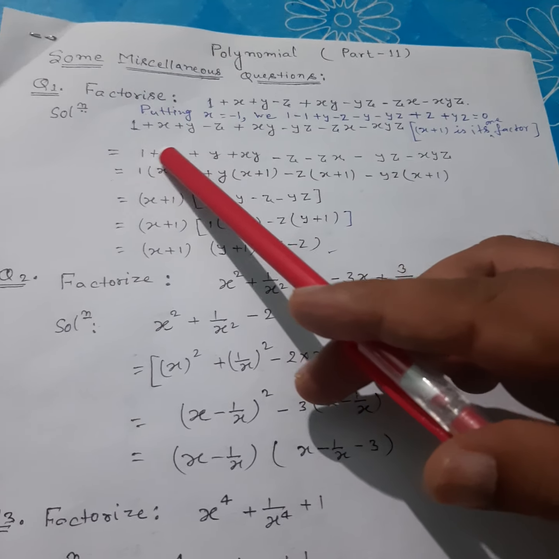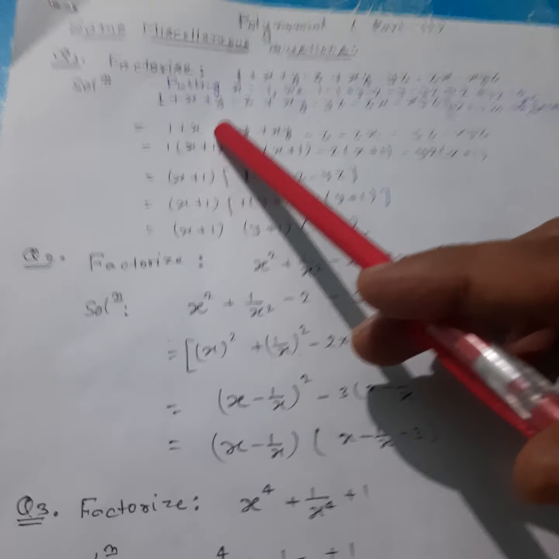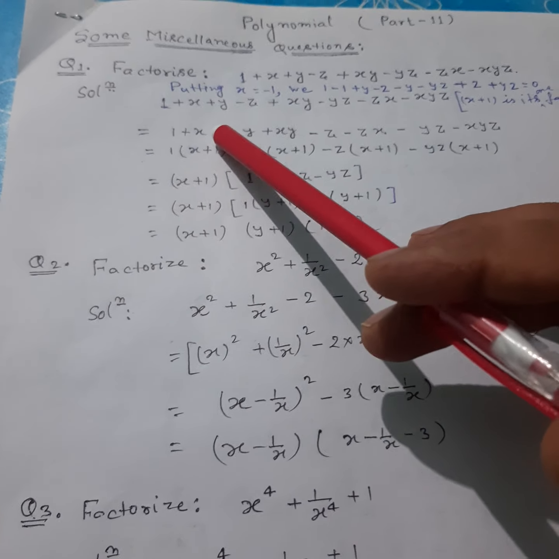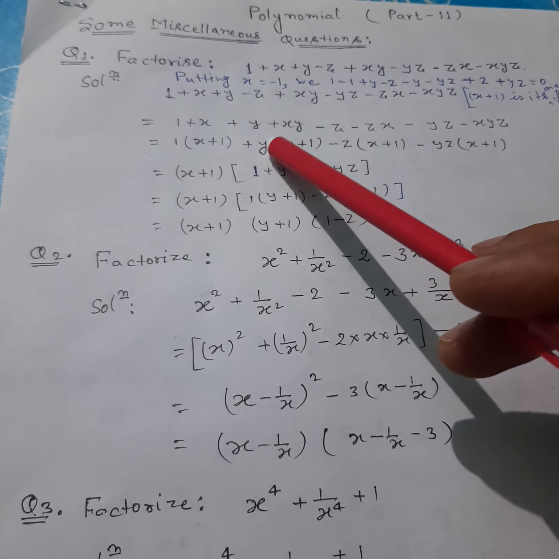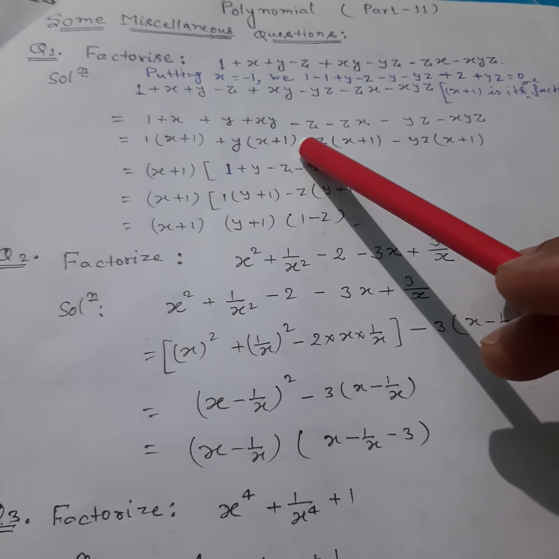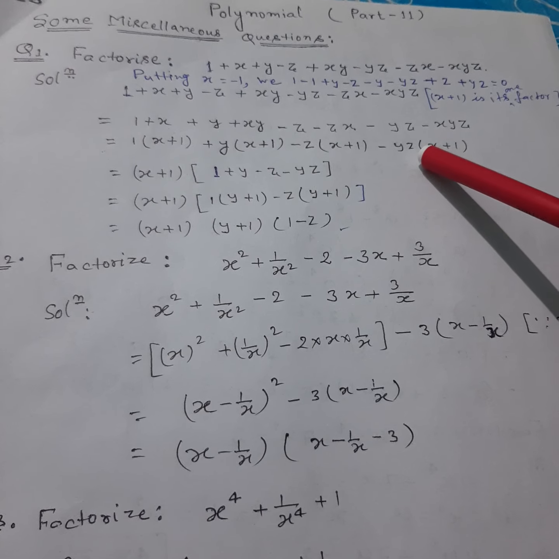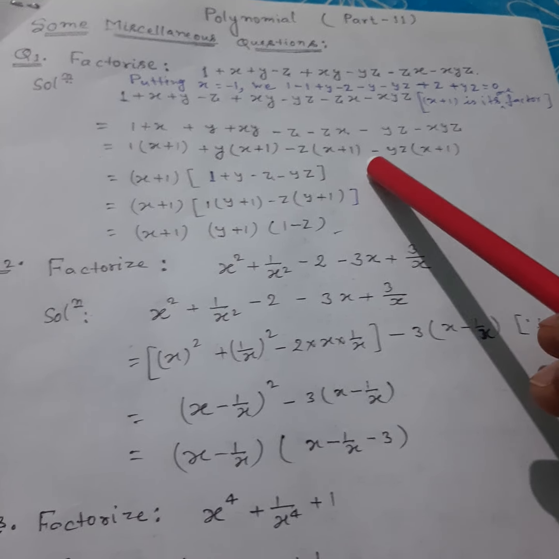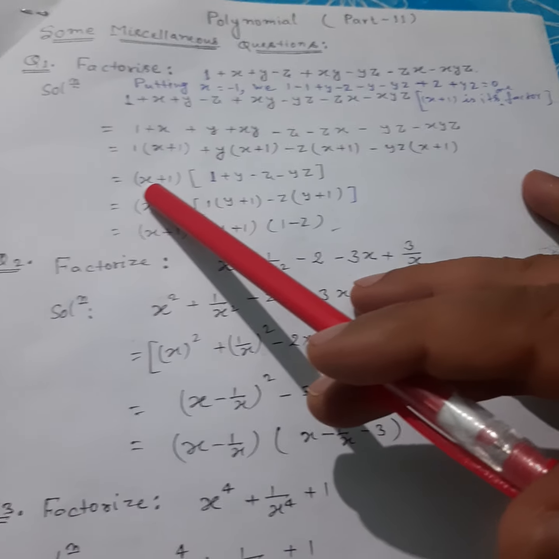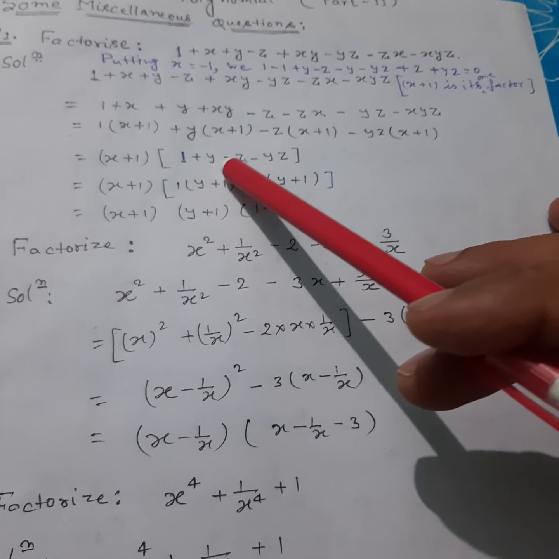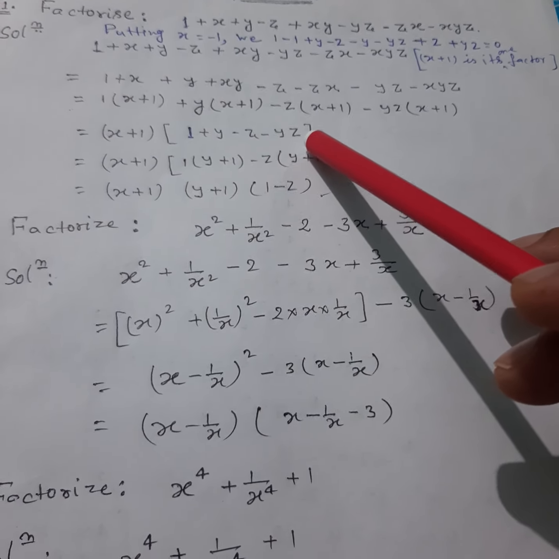We arrange in such a way that we get x plus 1 as a common factor. So, taking 1 common in the first two terms, y in the second two terms, minus z in the third two terms, and minus yz in the last two terms, we get one factor x plus 1 and the other factor 1 plus y minus z minus yz.